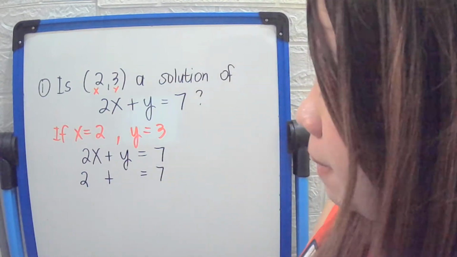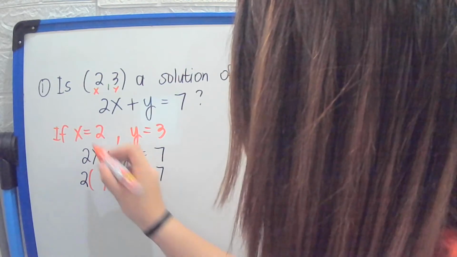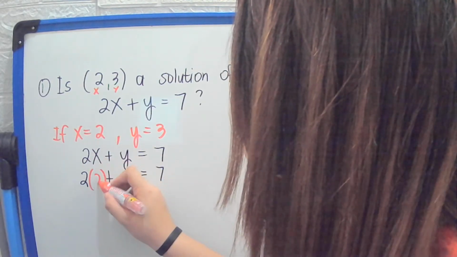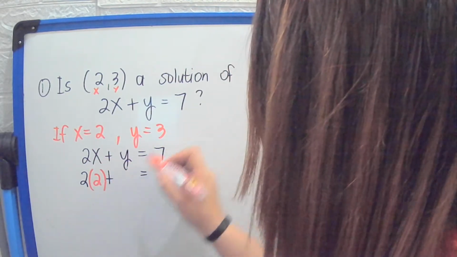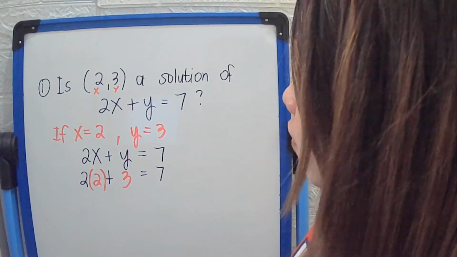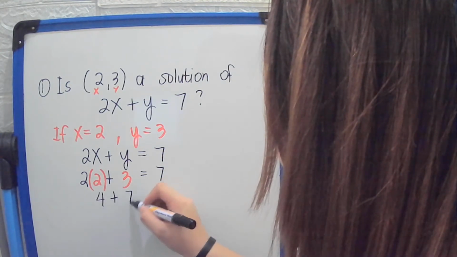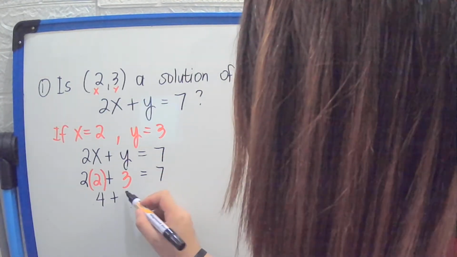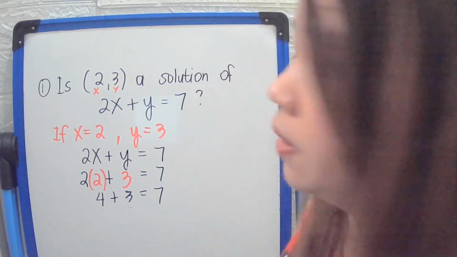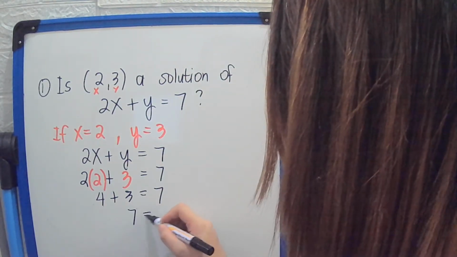So, ito siya. Ayan. So, papalitan ko siya ng red. So, yung your x is 2. So, yung x dito, papalitan mo ng 2. Tapos, si y, papalitan mo lang ng 3. Okay? Then, you just solve. So, 2 multiplied by 2 is 4. Plus 3, is equal to 7. Now, if you add this, 7 is equal to 7.